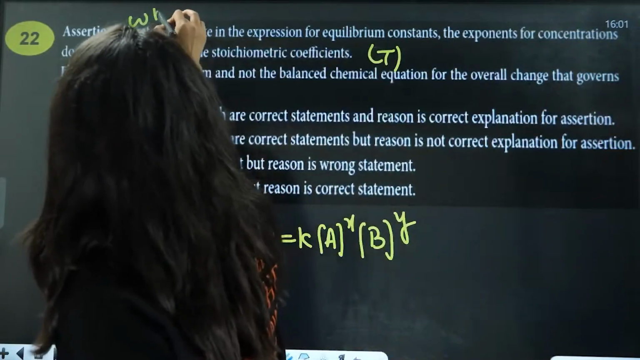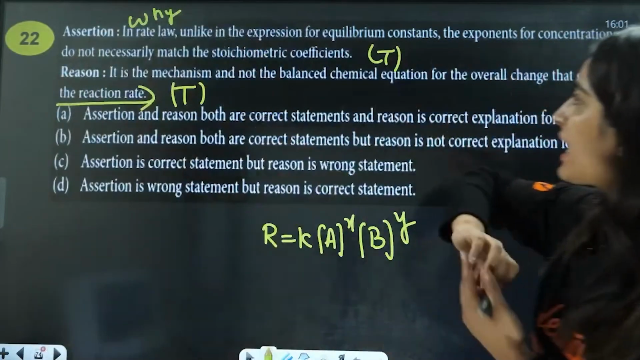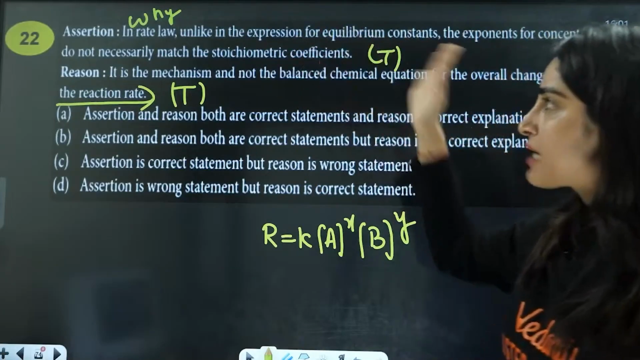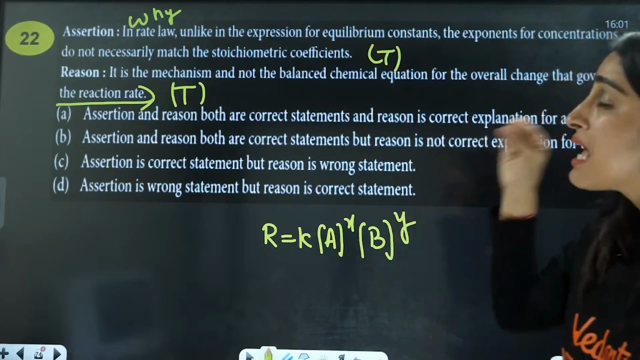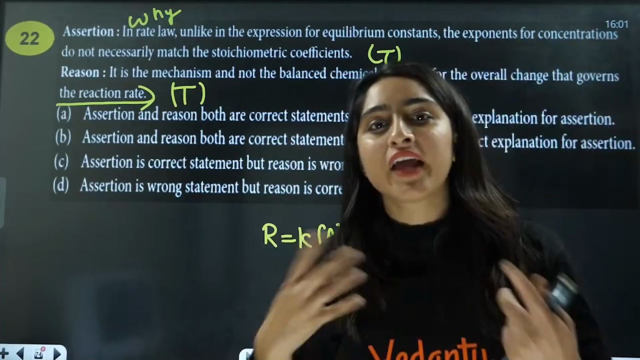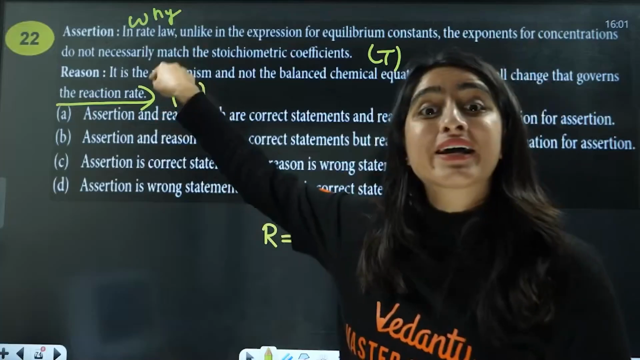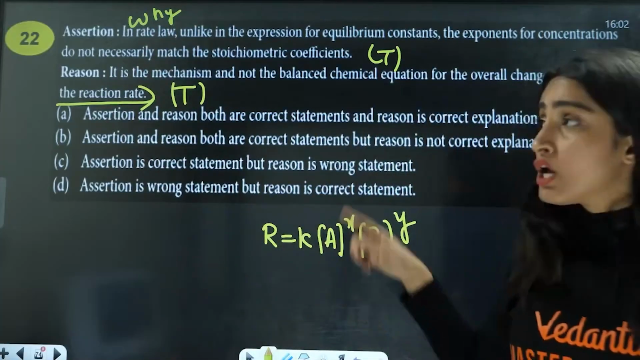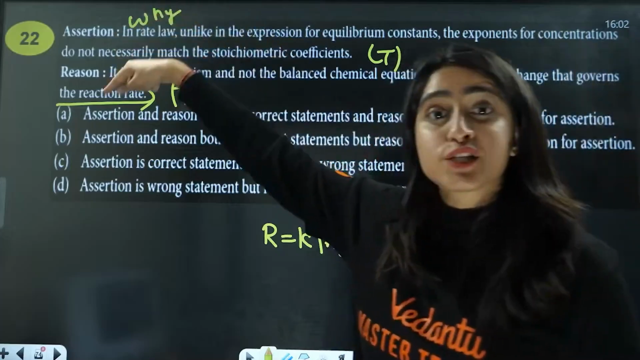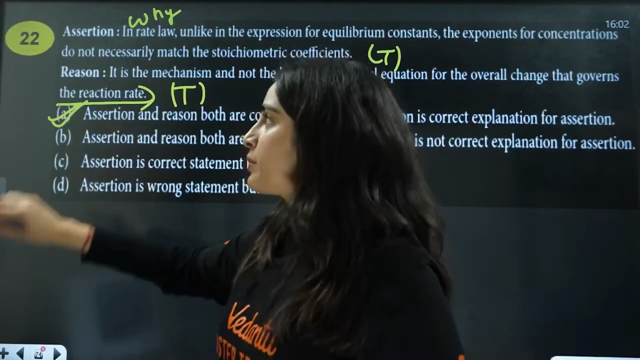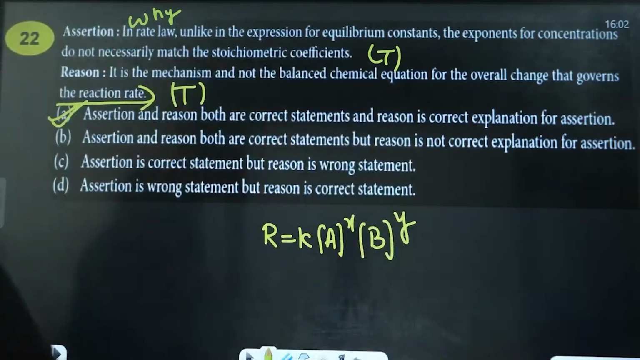So now write here why rate law, unlike the expression of equilibrium constant, has exponents of concentration that do not necessarily match the stoichiometric coefficient, because that is not dependent on the full reaction, that depends on the mechanism, and the mechanism defines the order of that reaction. So this is giving the right explanation, right? So A is going to be the correct answer here.